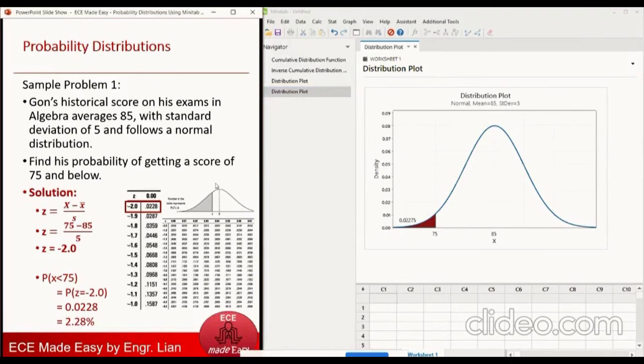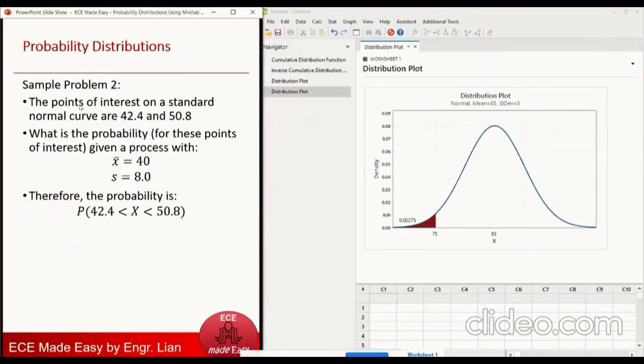Now let's go to another sample problem here, which is more interesting. The points of interest on a normal curve are 42.4 and 50.8. Now we have 2 points of interest here. What is the probability for these points of interest given a process with a mean of 40 and standard deviation of 8? So therefore, we are after the probability between 42.4 and 50.8.